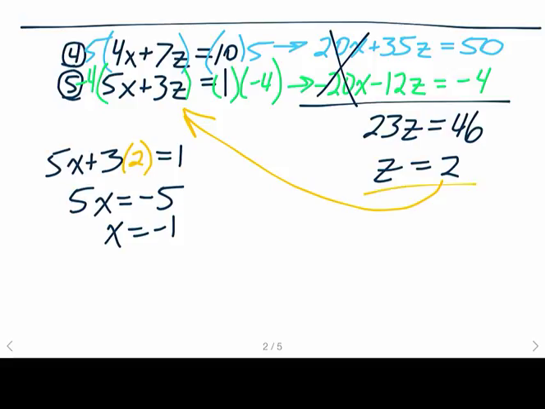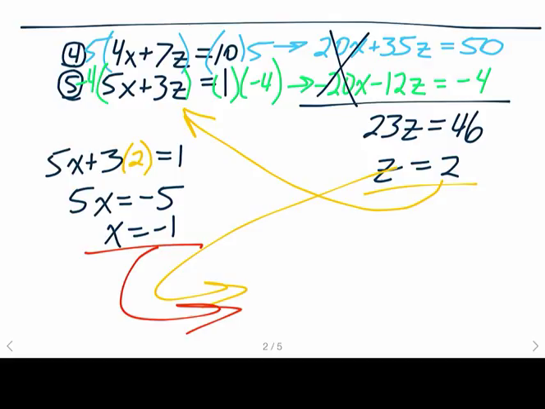Now I have z, and I have x. What we now need is y. For that, I look back at the original system. We can use any equation from the original system. I'm going to use equation 1. So we're going to take z is equal to 2, and x is equal to -1. We're going to put those into equation number 1.